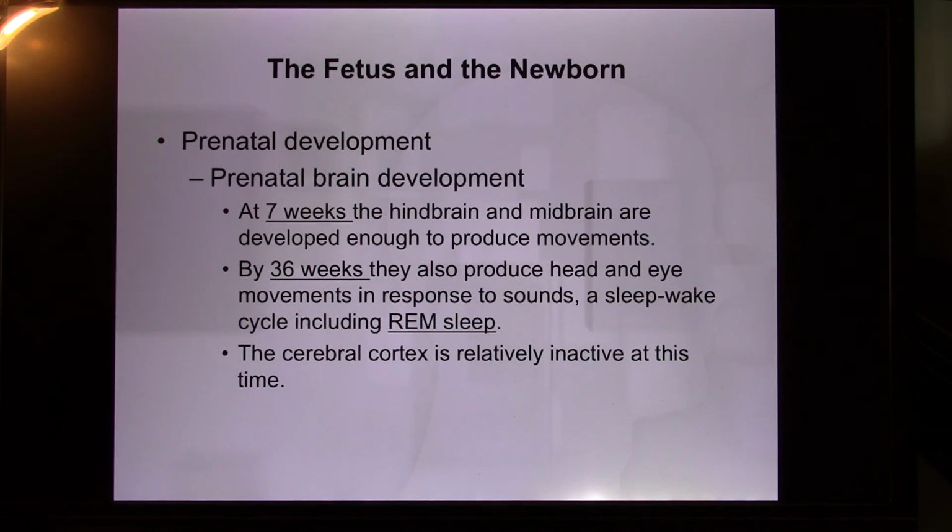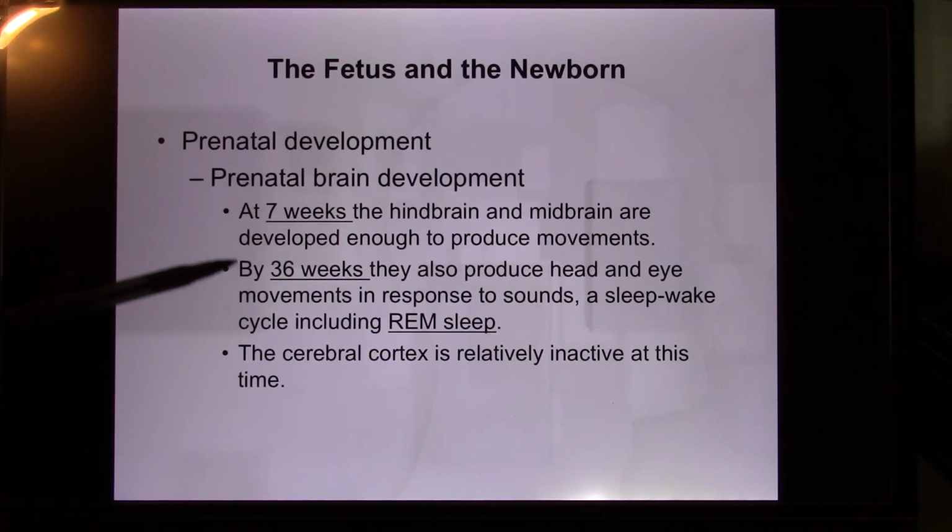Okay, let's look at the brain development. During prenatal development, the brain takes a long time to develop. About 7 weeks, you can see the brain structure, the hindbrain and midbrain, those areas that control movement. So they can have a little bit of movement.